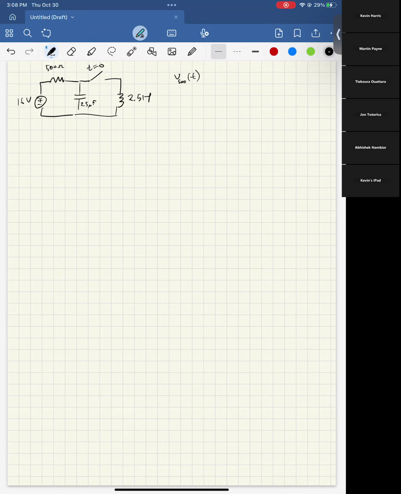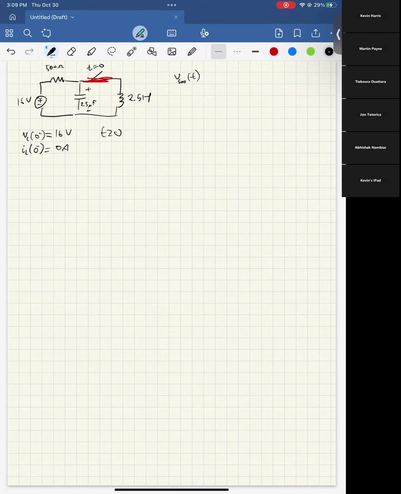Just like for all of the equations, it's good to find VC of 0 minus and IL of 0 minus. For that, we can look at this and pretty straightforwardly see that this is going to be 16 volts, because that's the only path and it's a short at DC. And since there's no current flowing here, IL of 0 is going to be 0 amps. So then for t greater than 0, now we're going to have this be closed.